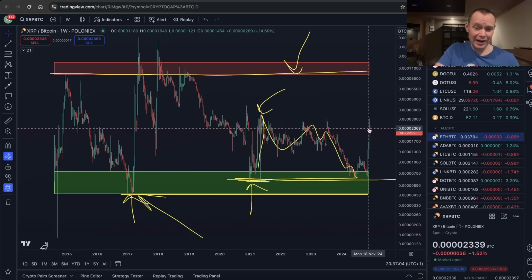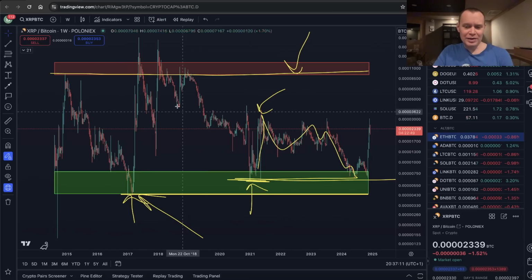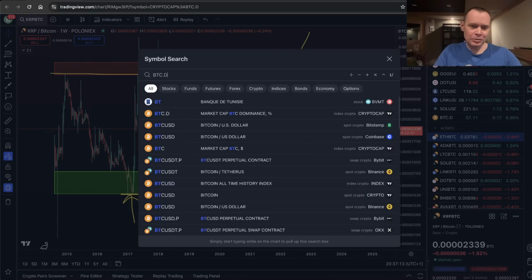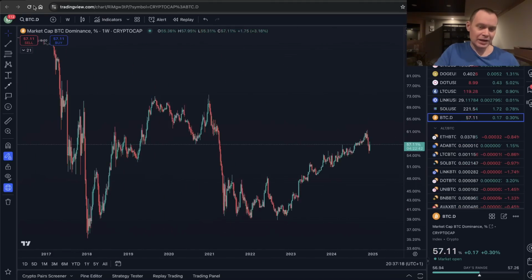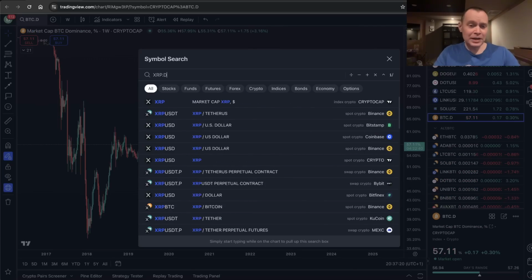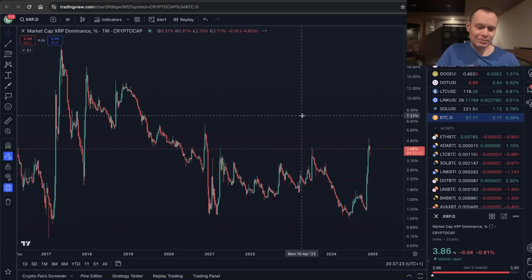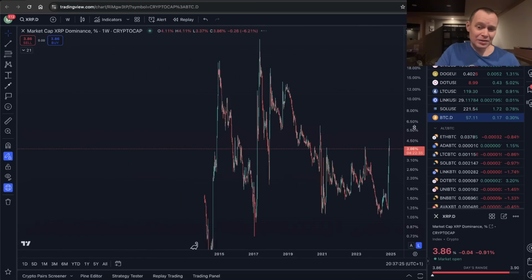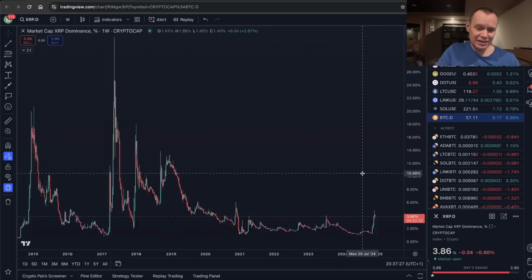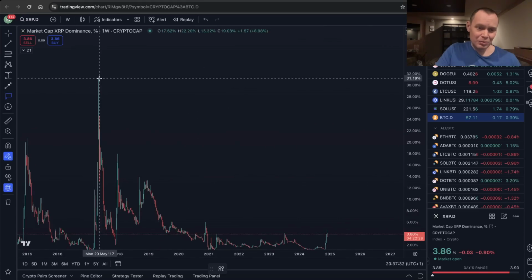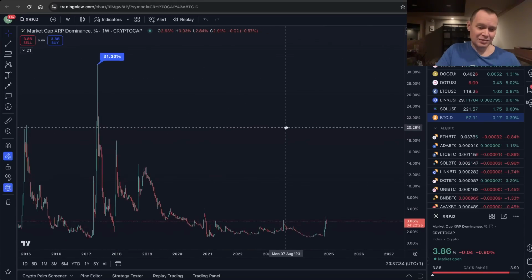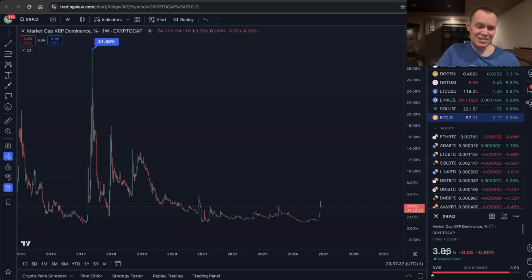Like, this is a nice spike. Don't get me wrong, it's a really nice spike, but it had a similar spike last cycle. The problem is, if you look at things like Bitcoin dominance, it's been going up for a long time. If you were to look at XRP dominance, yes, it did get a spike recently, but if you look at this back in 2017, XRP dominance was 31%. Today, it's a little less than 4%.